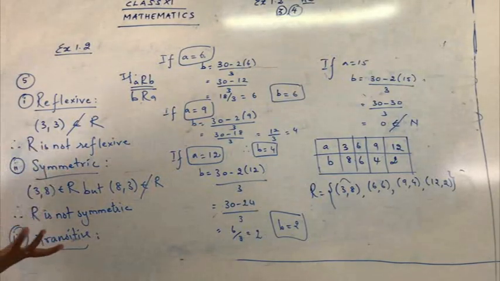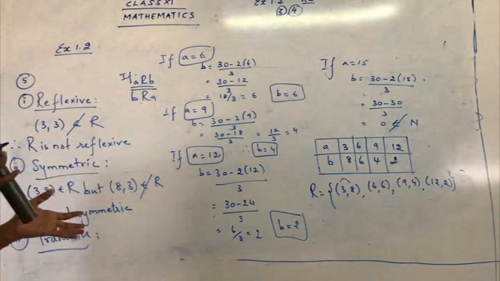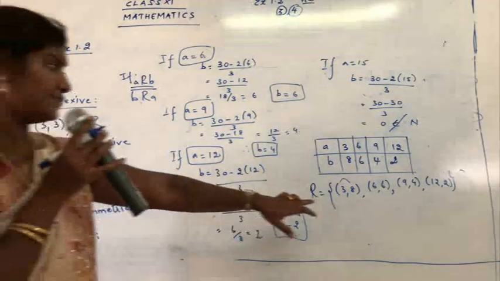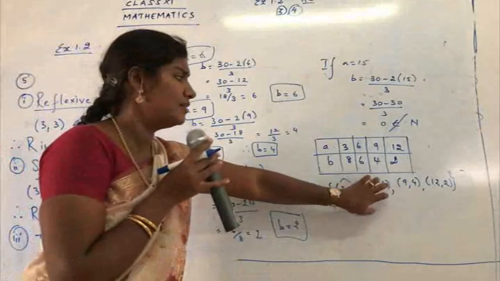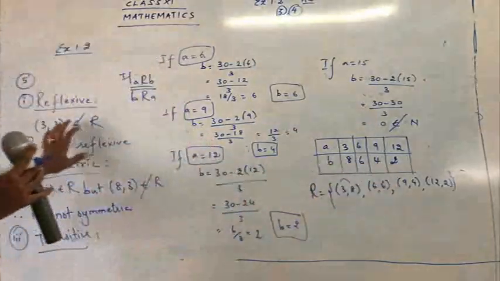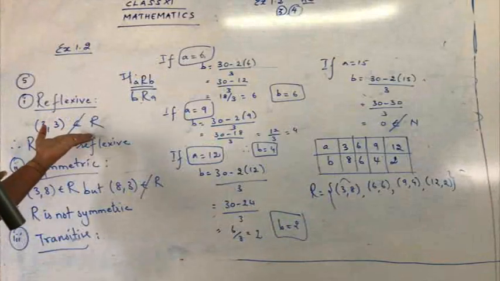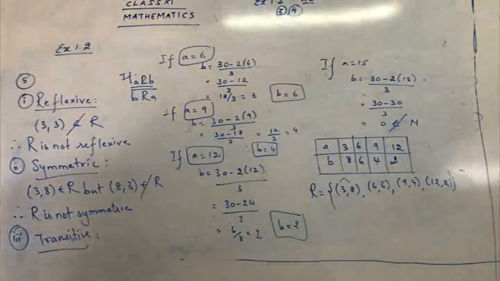So I can just say that 3, 3 is not present, 9, 9 is not present, 12, 12 is not present. Because one condition was there, yes, 6, 6 was there. So one from the reflexive part was present. From that, I have just taken one pair which is not present in the relation, and I have just proved that it is not reflexive.